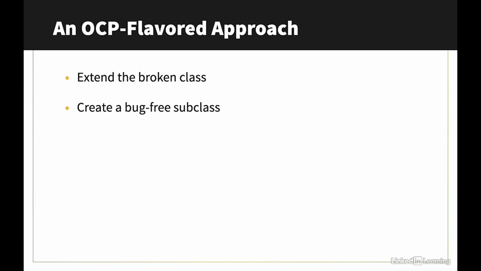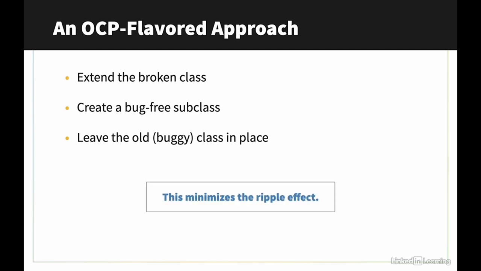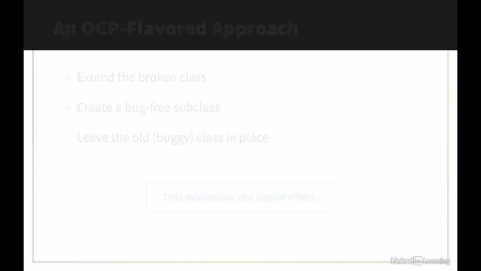Not all bugs can be fixed this way, and when a bug can be fixed by extension, this approach assures there are minimal ripples. Creating a new subclass means it's possible to leave the old buggy class in place. If the Liskov substitution principle is followed, the substitution of good for bad will work out nicely. Extending a class to fix the bugs will minimize the ripples. The class remained closed to modification.